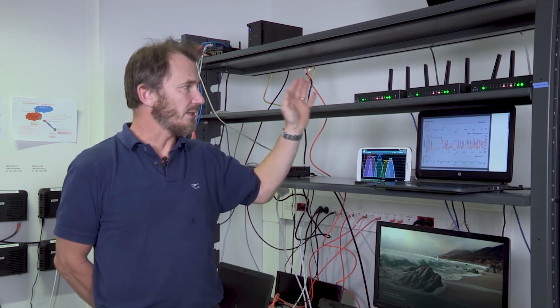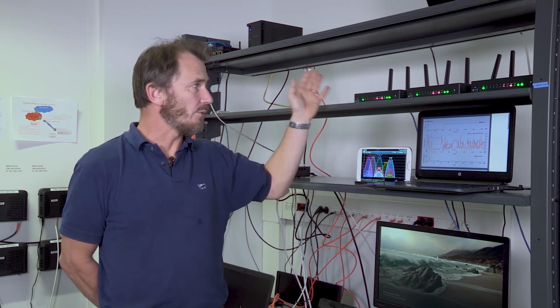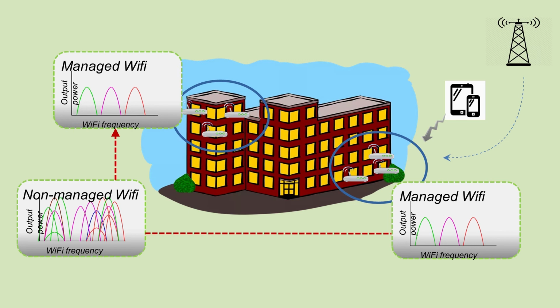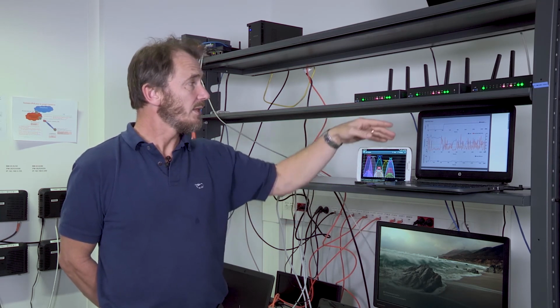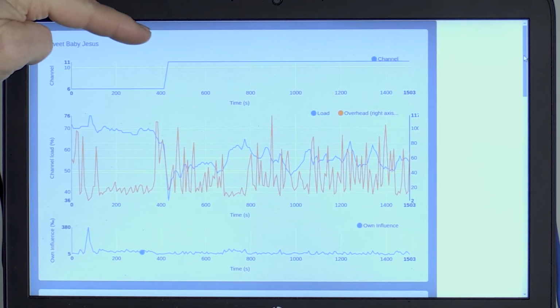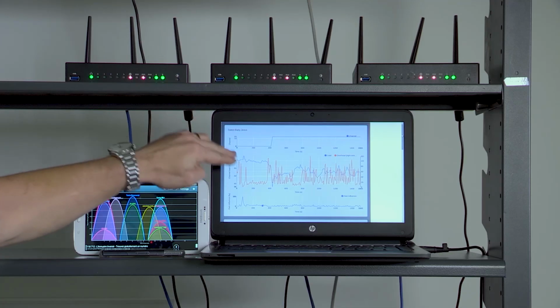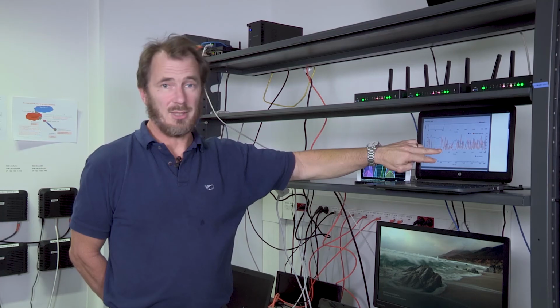We have built a managed Wi-Fi system where the routers send their environmental data to a control unit. The control unit calculates the optimal configuration for each router. Here we see one of the routers just got a new configuration, and we see the congestion dramatically decrease.